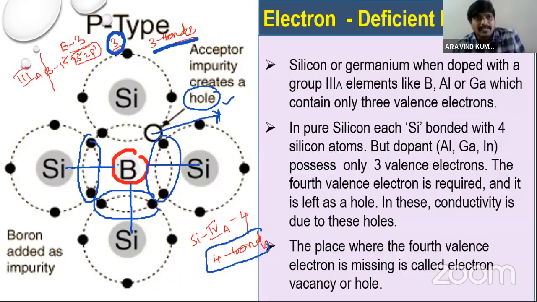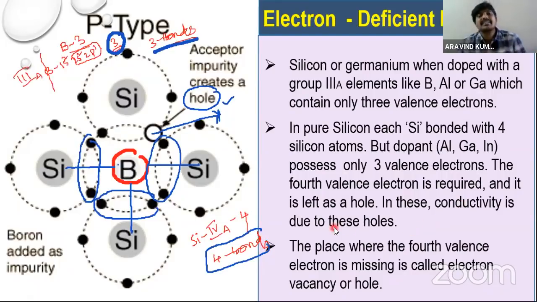Silicon or germanium, when doped with group 3A, like boron, aluminium or gallium, which contain only 3 valence electrons, as I've shown. In pure silicon, each silicon is bonded with 4 silicon atoms, but the dopant, the substance which you are adding from external, aluminium, gallium, indium, possess only 3 valence electrons. The 4th valence electron is required, and it is left as a hole because boron has only 3 unpaired electrons in the outermost orbit. It was not having the 4th electron. That's why it is having a vacancy. It is a hole.